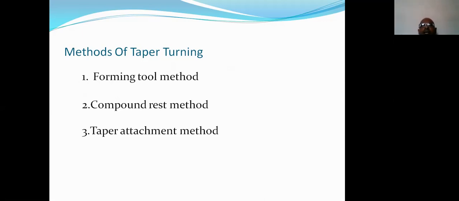The third one is the taper attachment method. The fourth one is the tailstock setover method. Sorry, in the compound rest method, only the compound rest is moving with a certain degree of inclination. That's why this method is called the compound rest method. The third one is the taper attachment method. At the beginning I said an extra attachment is required for the compound rest, but it is not so. For the taper attachment method, by using an extra attachment, that particular angle is provided to the cutting tool.